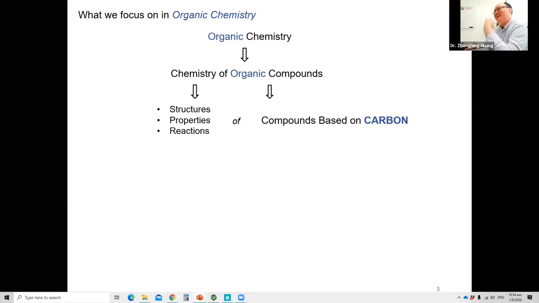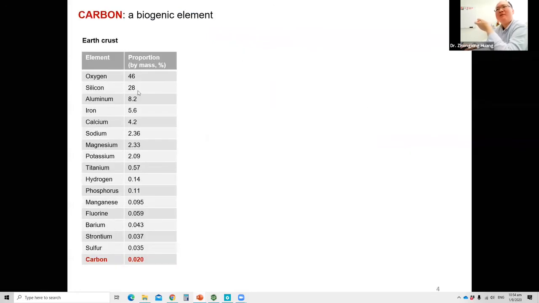Okay, then you will ask, why is carbon so special, right? You can see the chart here. For the Earth's crust, carbon is only 17th in ranking of abundance, okay? Actually oxygen and silicon are the most abundant elements in the Earth's crust. Why? Because basically it's rock, right? Silicon dioxide is just everywhere in the Earth's crust.